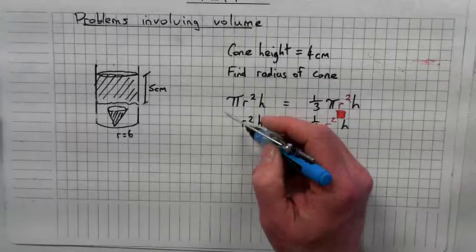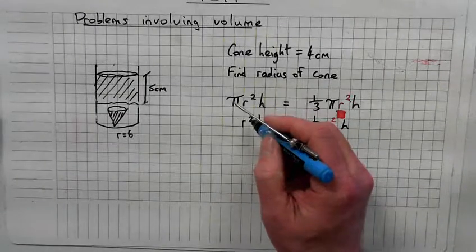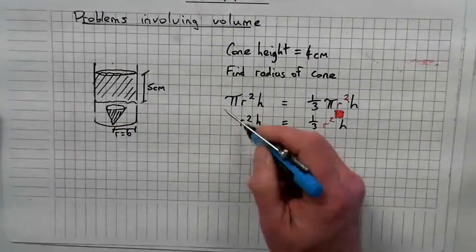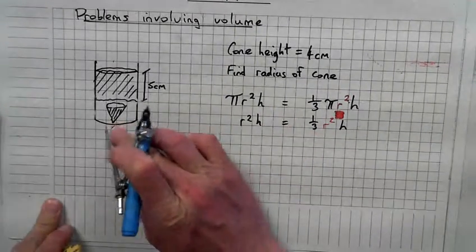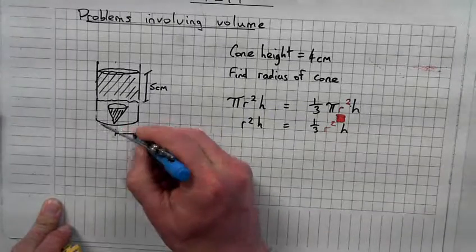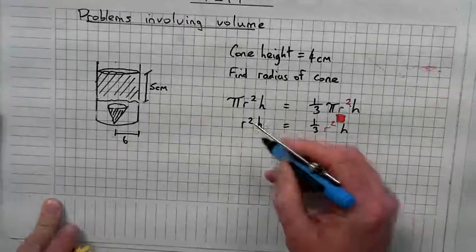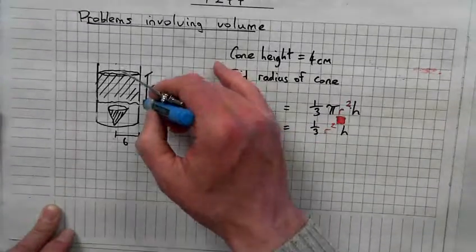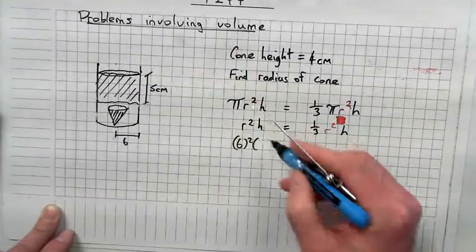What's the radius of the cylinder? 6. Radius of the cylinder is 6. So it's 6 squared. And what's the height of the water in the cylinder? 5, that it went up.